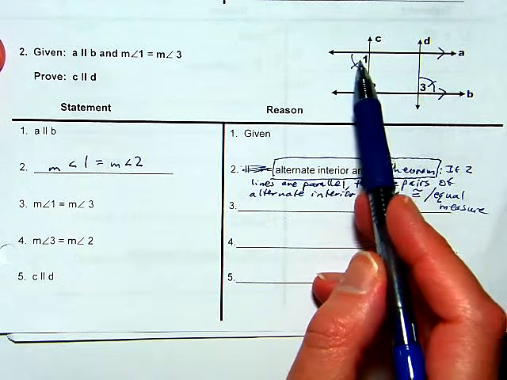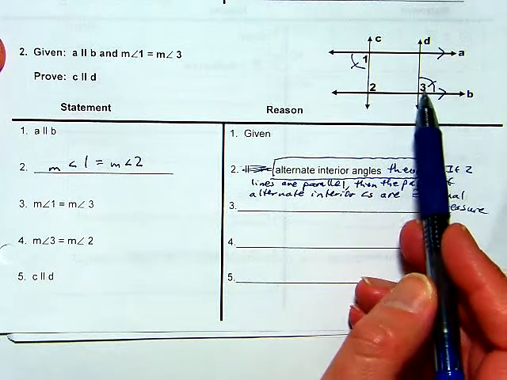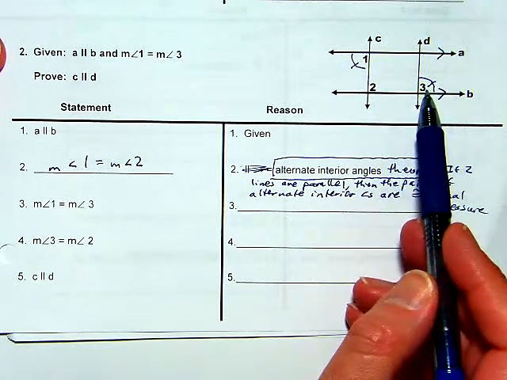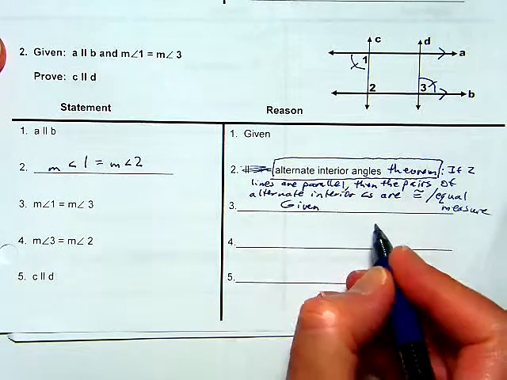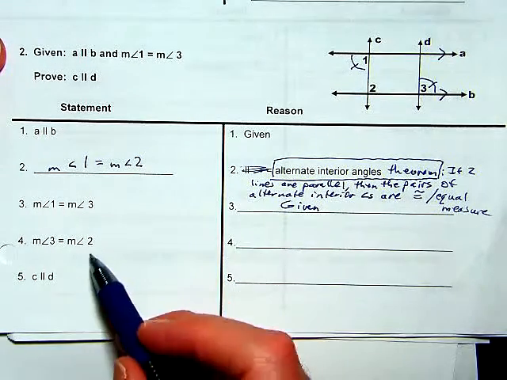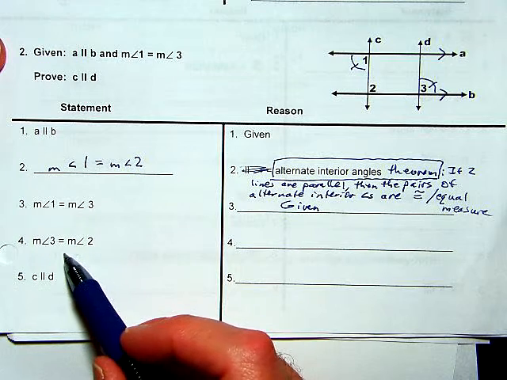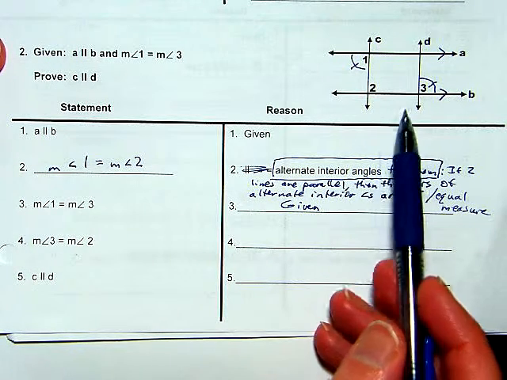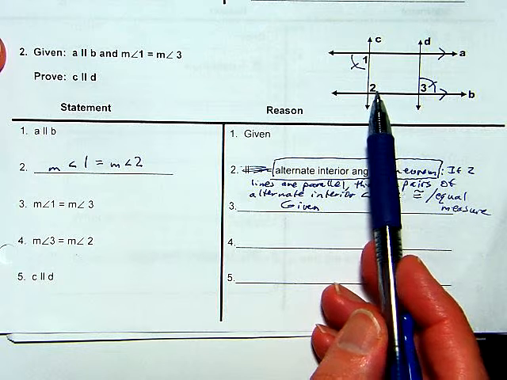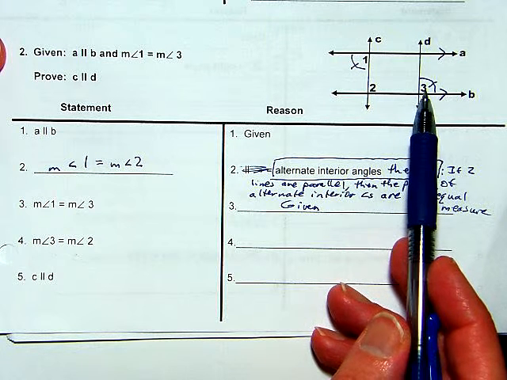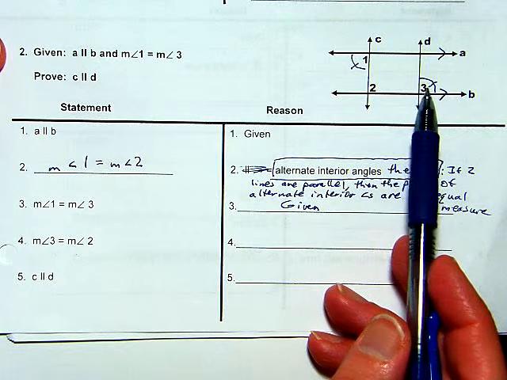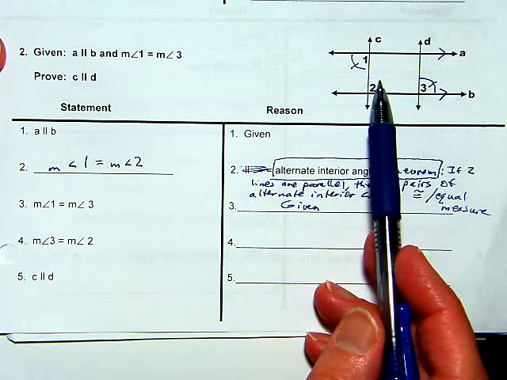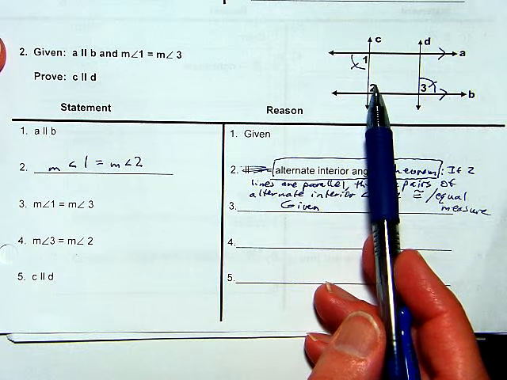Okay, so sometimes you can lose track of your givens, and that's why you write it on a diagram, and that was a given. So that's why we can say that. And let's look at number 4. The measure of angle 3 equals the measure of angle 2. Well, again, you might look at the diagram and say, these look like corresponding angles, and corresponding angles and parallel lines are equal. But we can't say that here. Why can't we say that?